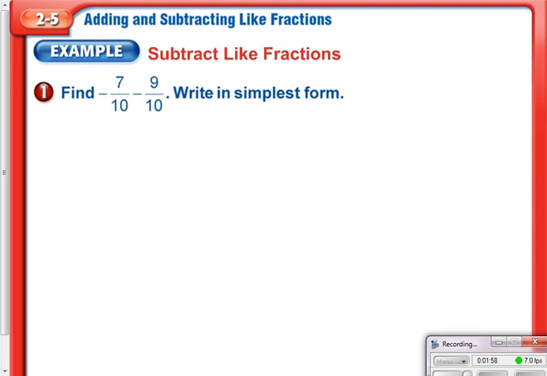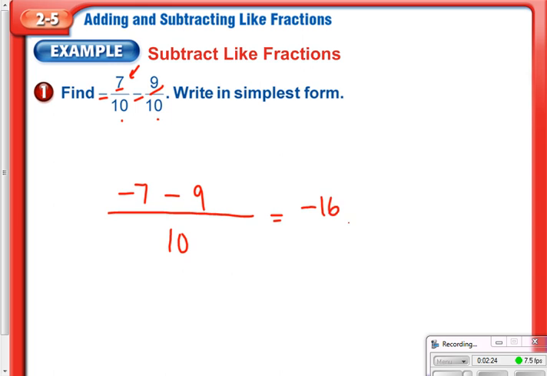Next problem here, we're going to go ahead and subtract like fractions. No sweat here again because we still have the like denominators. So I'm going to go ahead and put my denominator down of 10. Next, this here is really a negative 7. So I'll write negative 7. This says minus 9. So I have negative 7 minus 9 as my numerator. Go ahead and do the computation there. We get negative 16 all over that like denominator of 10.